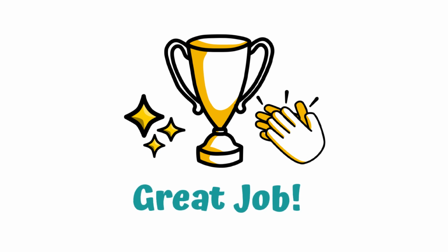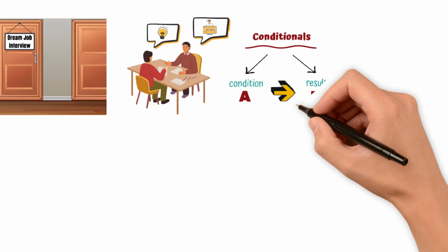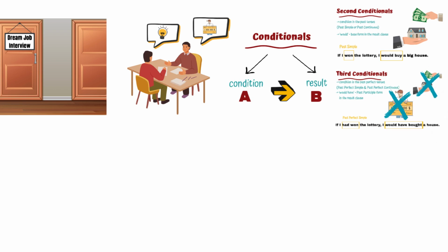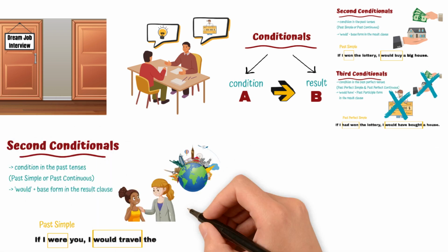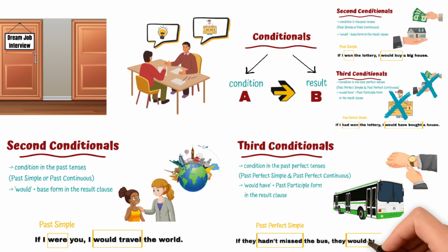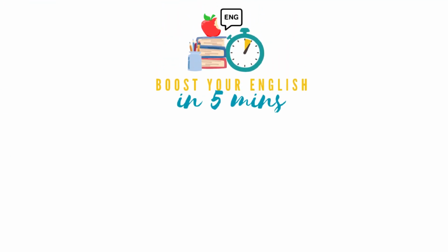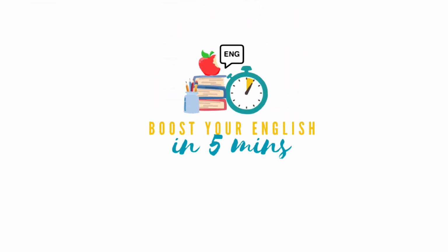Great job! Practice makes perfect, so don't worry if you missed any. Let's sum up today's lesson. Second conditional describes unreal present or future situations, while third conditional talks about past situations. You can always come back and rewatch this video if you are unsure about the forms used in these conditionals. Keep practicing, and soon you'll master the unreal conditionals.